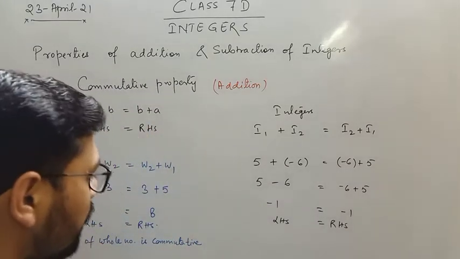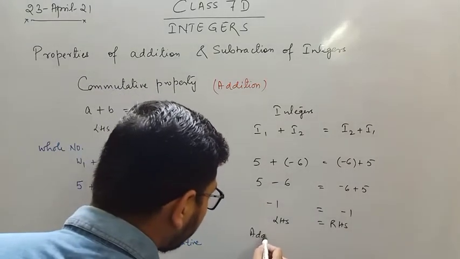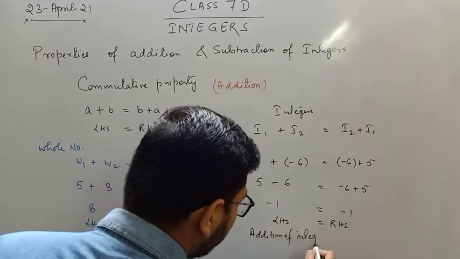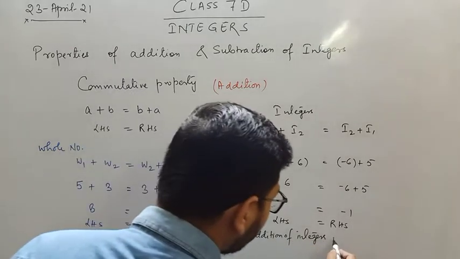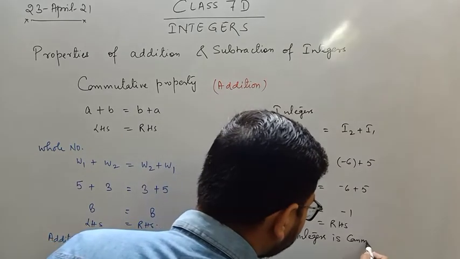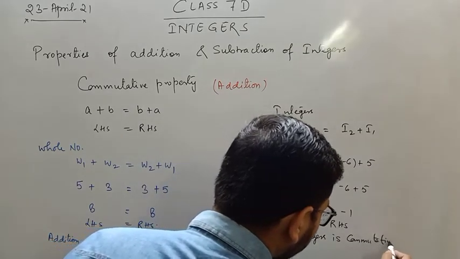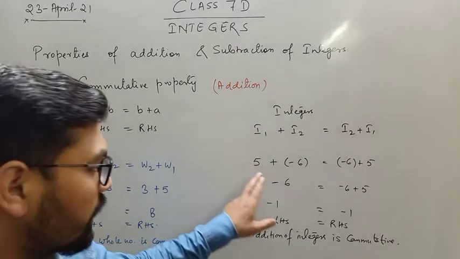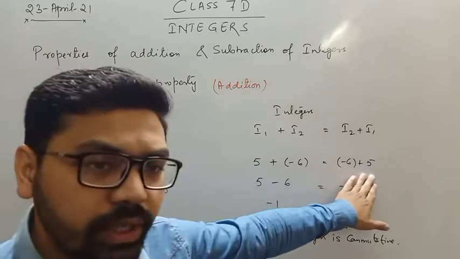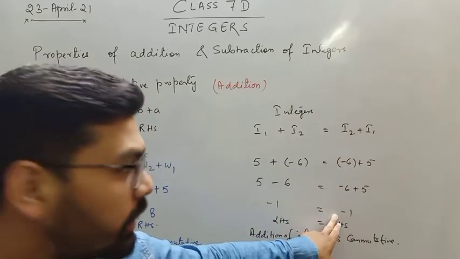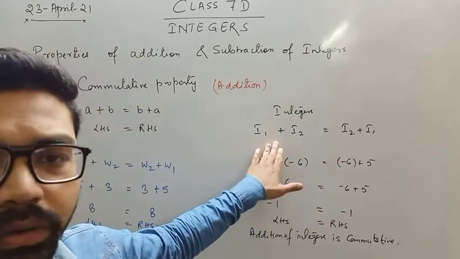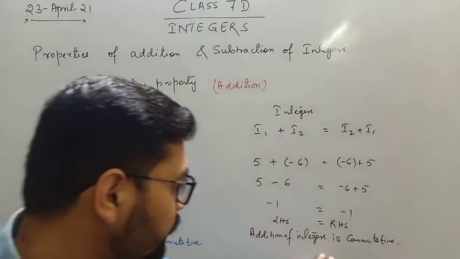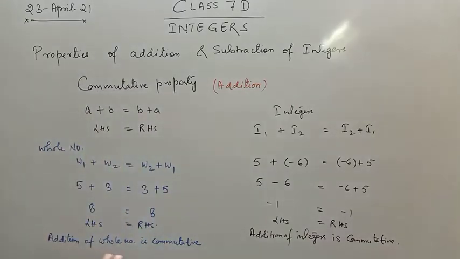That means addition of integers is commutative. Any doubt in this? आपने क्या किया, आपने just positions को change किया but the result remains same. That means जो result है it doesn't depend on the positions of the integers. Okay, so that's how you can write addition of integers is commutative, addition of whole number is commutative.